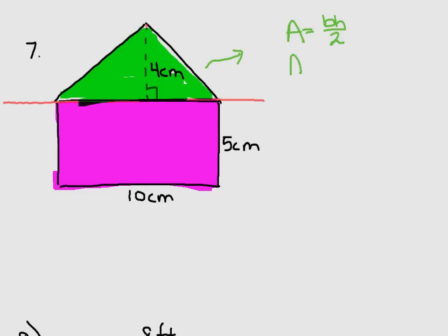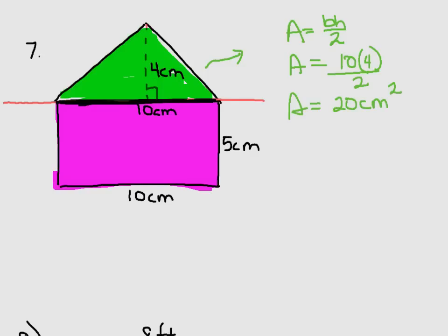The base of my triangle is this measure right here, which is 10 centimeters. So we have 10. The height is 4, divided by 2. 10 times 4 is 40 divided by 2. The area of my triangle is 20 centimeters squared. Let me write that inside here, 20 centimeters squared.